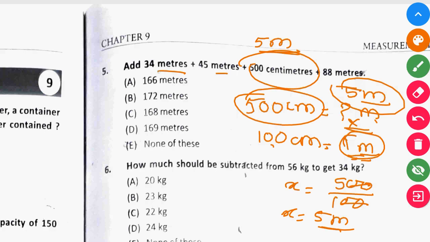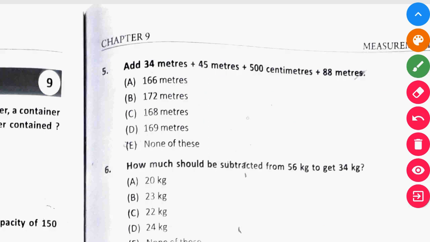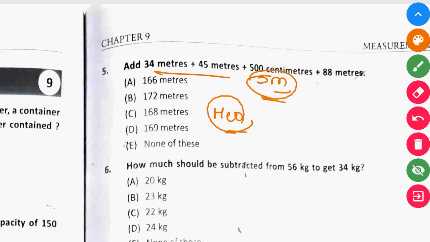Now you just have to add 34 plus 45 plus 5 plus 88 and you will get your answer. So the rest of it is for homework. Just add 5 meters in these 3 dimensions.